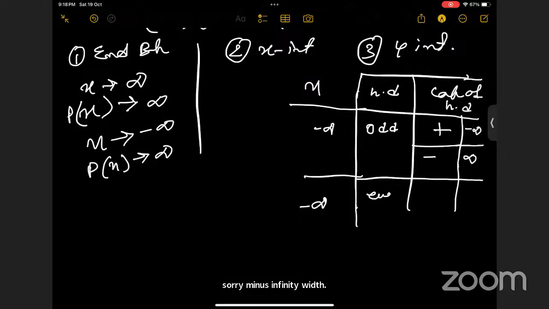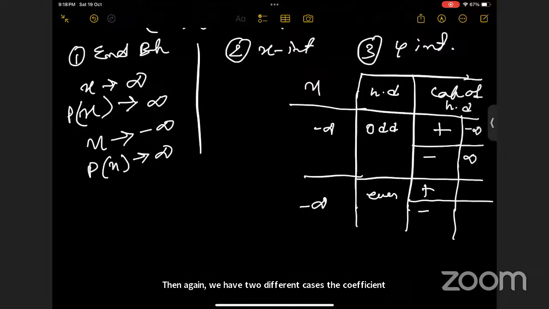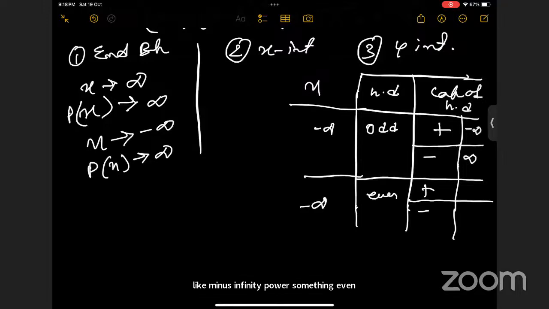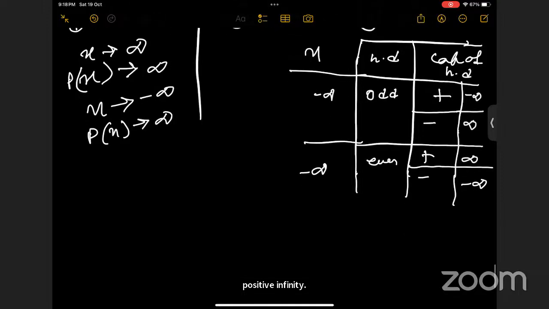And if we take minus infinity with even degree, then again we have two different cases. The coefficient may be positive or may be negative, right? So if we have minus infinity to the power of something even, then we will get positive infinity. If the coefficient is positive, then we will get a positive infinity. Similarly, for the negative coefficient, we will get the negative infinity. Up to now, is the chart clear? Yes, ma'am.